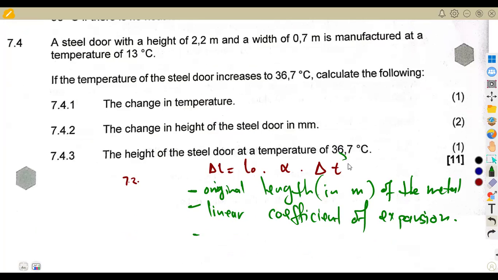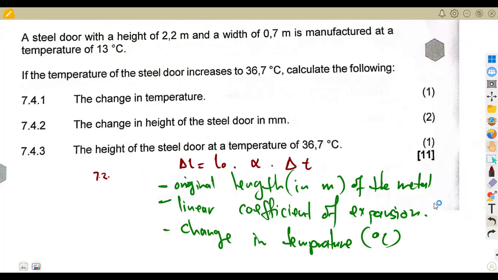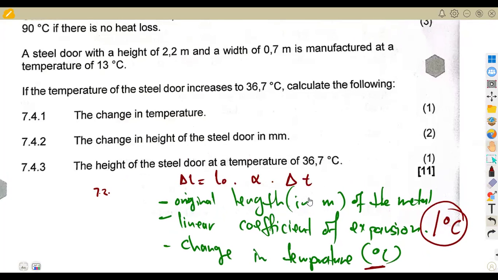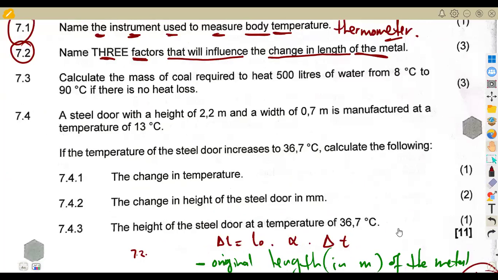What else? The change in temperature. And this must be in degrees Celsius, since our linear coefficient of expansion is given per degree Celsius. Whatever value you have, it is per degree Celsius. So our change in temperature must be in degrees Celsius, not in Kelvins, all right? So these are the 3 factors that they needed.